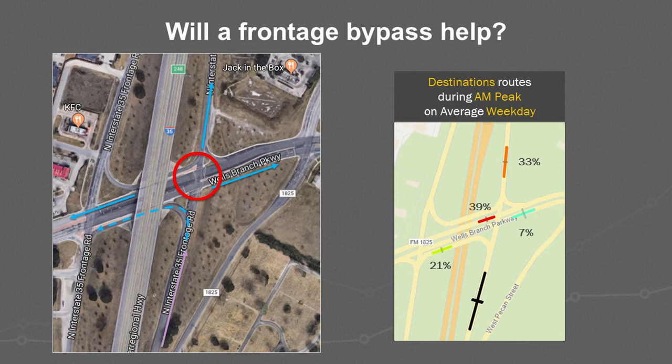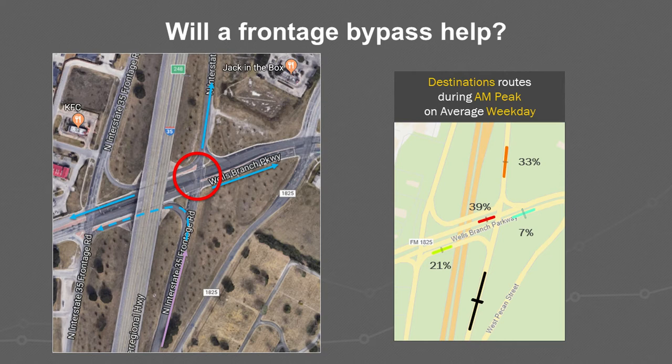In fact, 39%, the highest share of trips, are actually trying to go westbound on the parkway. But coming up right behind that, there is a large percentage of trips, 33%, that are continuing north on the frontage road. And what really surprised me here, too, was that 21% did that loop to head either back south on the frontage road or to destinations over here to the west. And less than 10% were actually turning right to go east.